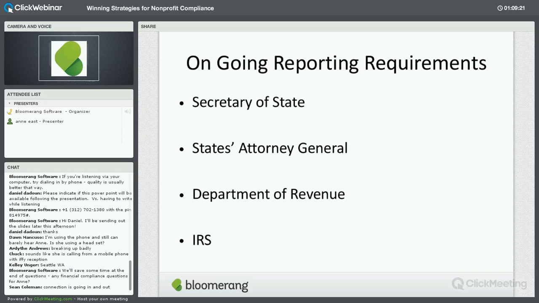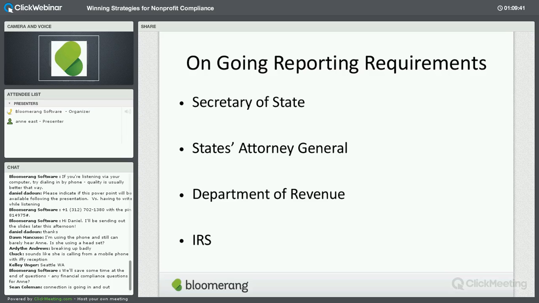The Department of Revenue here in California is the Franchise Tax Board. They will ask to see mostly your financials. So again, you will be filing what is called the 199, which is our state tax return for a nonprofit, and we'll go from there.